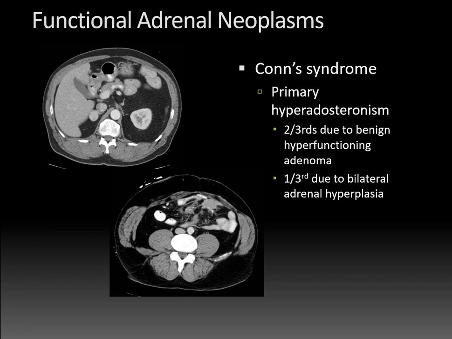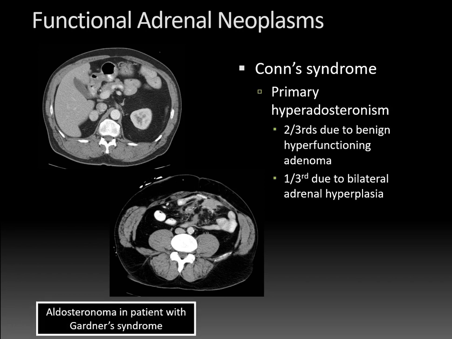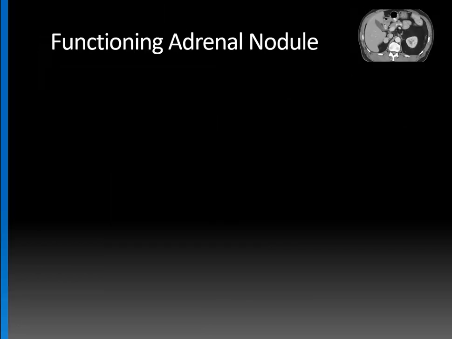Compare that to Cushing's syndrome, which is due to an excess secretion of glucocorticoids. Note, though, both of these functioning syndromes could be due to adrenal cortical carcinoma, although less common. This is a patient who had an aldosteronoma in the setting of Gardner syndrome. You could see these irregular soft tissue masses in the mesentery from resected desmoid tumors that had partially recurred, and the patient had also had a colectomy due to the high risk of colon cancer in these patients.